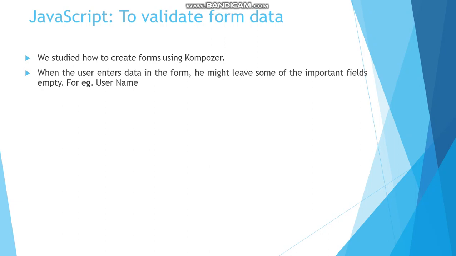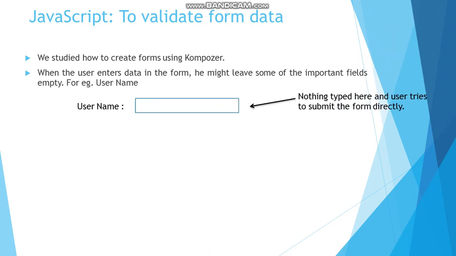When the user enters data in the form, he might leave some of the important fields empty. For example, username. We must type a username, but instead of that, suppose some user doesn't type anything there, and the user tries to submit the form directly, then what happens? Then this is wrong.